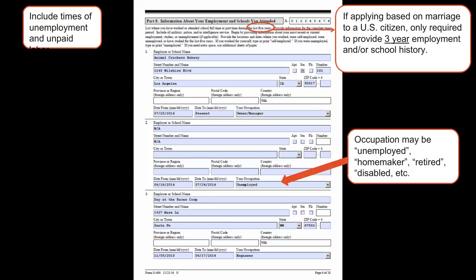Sometimes an applicant can overlap dates where they worked or went to school. That is okay so long as the entire 5-year or 3-year history, if applying based on marriage to a U.S. citizen, is covered. There are only 3 spaces available for employment or schools, so if the applicant needs more space, please attach a continuation sheet.